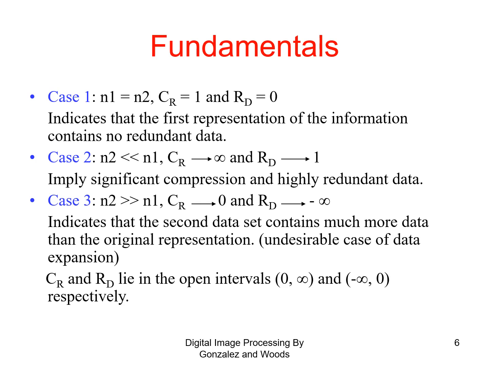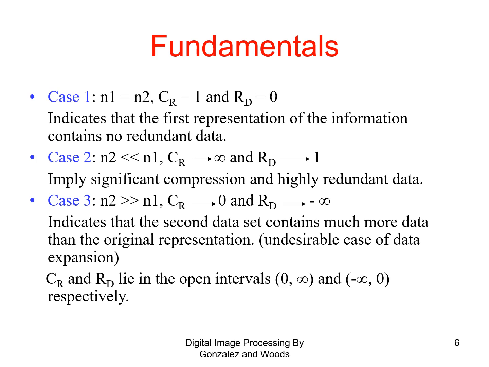What will happen if n2 is very much less than n1? So CR will be what? CR is n1 upon n2, right? So n1 upon n2, and n2 is very much less than n1. So CR will tend to infinity and Rd will tend to 1. So this implies significant compression and highly redundant data.